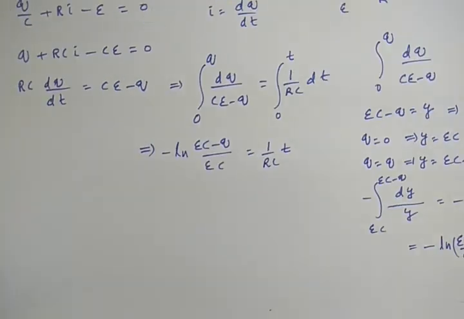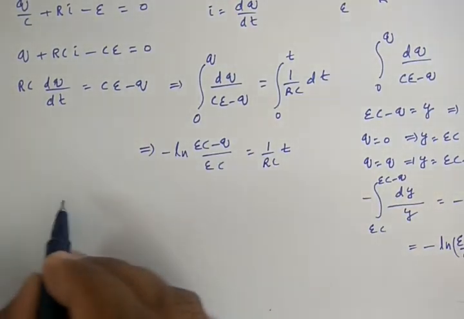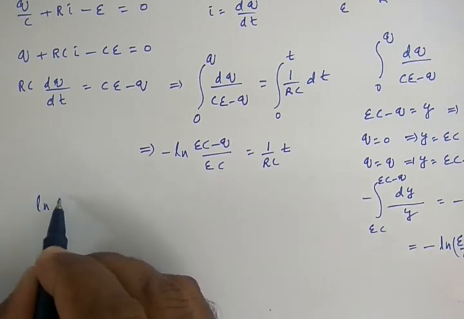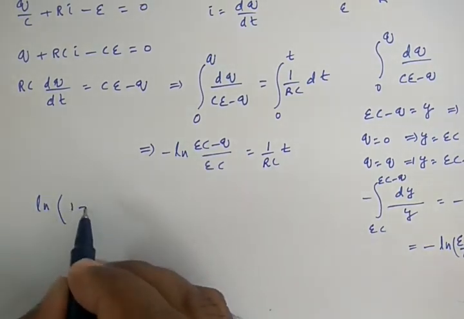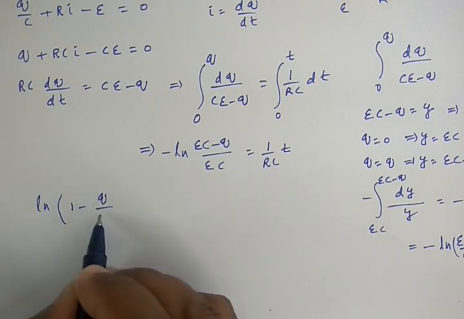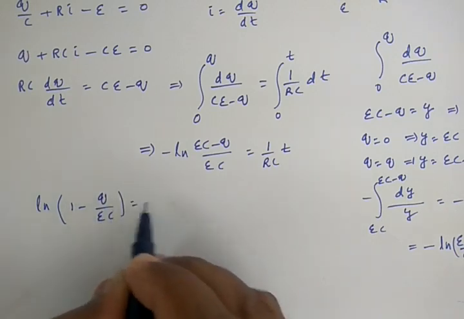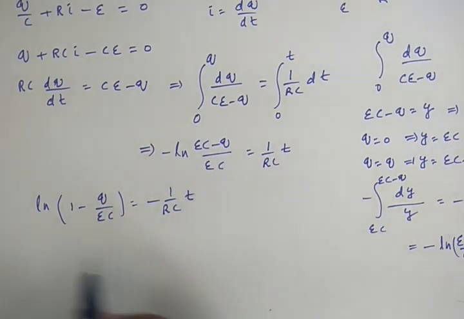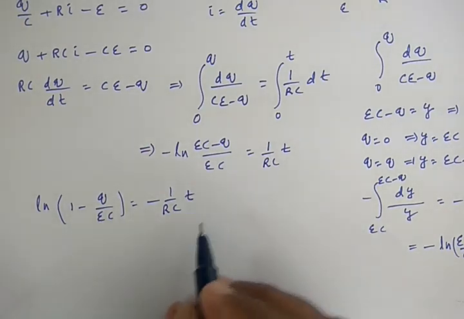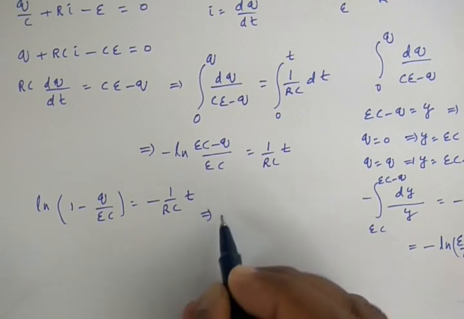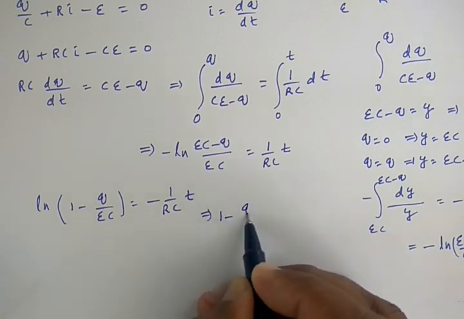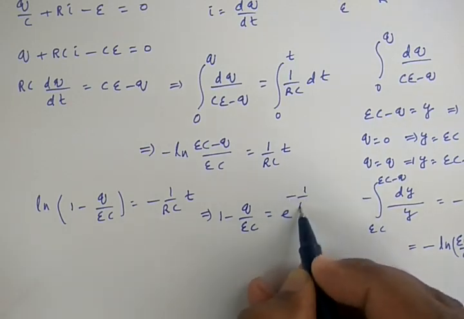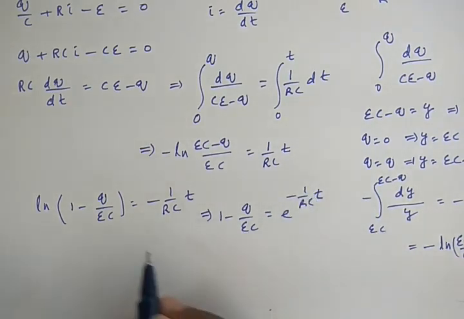So now log of 1 minus q by EC equals minus 1 by RC into t. Let us take exponential e power on both sides. That gives 1 minus q by EC equals e power minus 1 by RC into t.